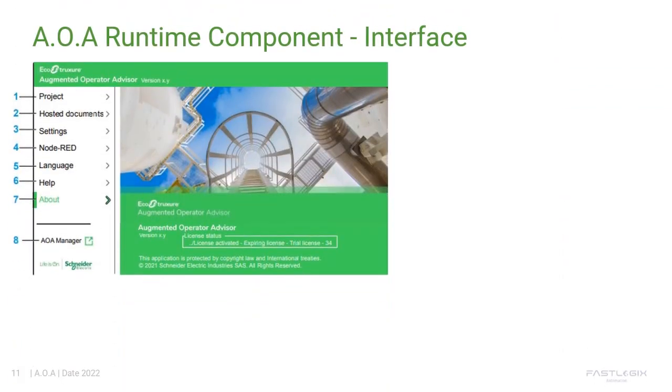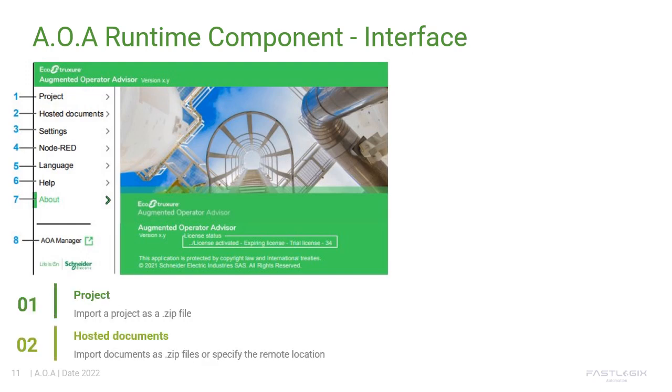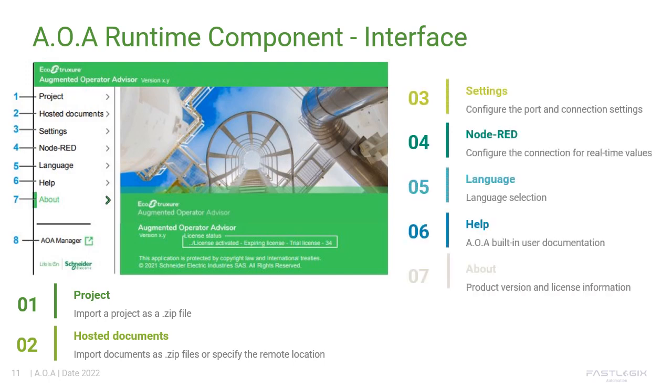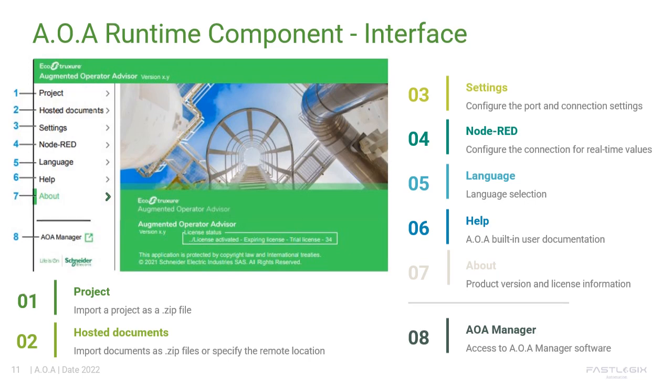A.O.A. runtime interface is straightforward. It includes menus for the project upload, setting up the documentation path, communication protocols and paths, and language. There is also an A.O.A. Manager link. A.O.A. Manager does not require an additional license and is used for setting up local users, procedures, adding notes to each procedure, etc.